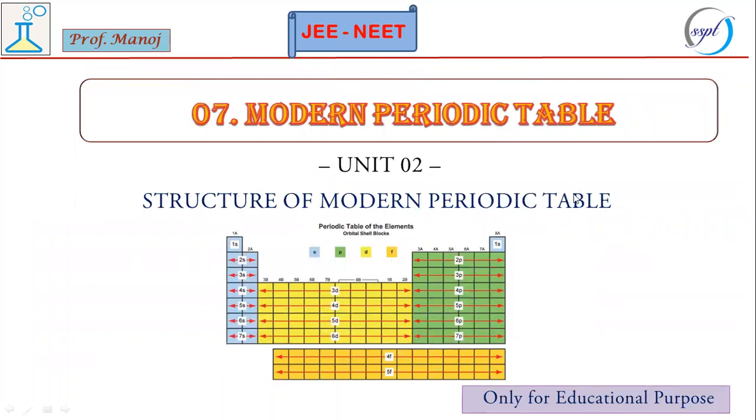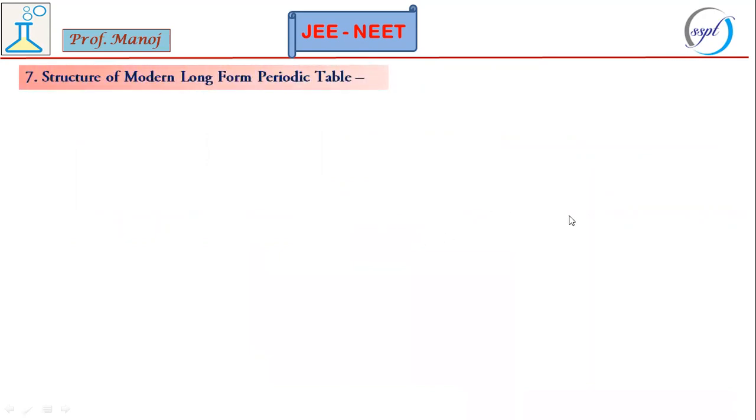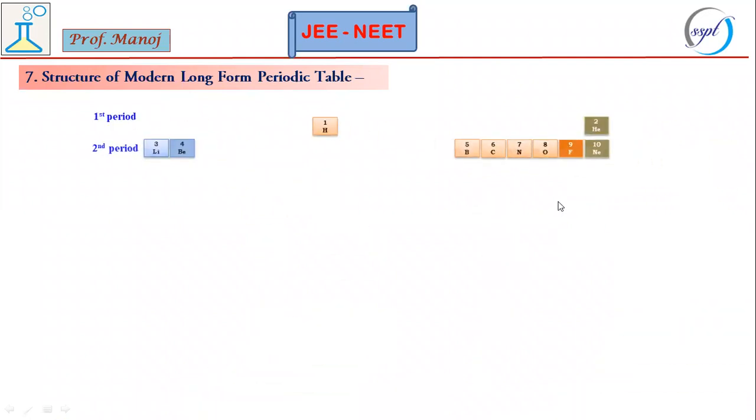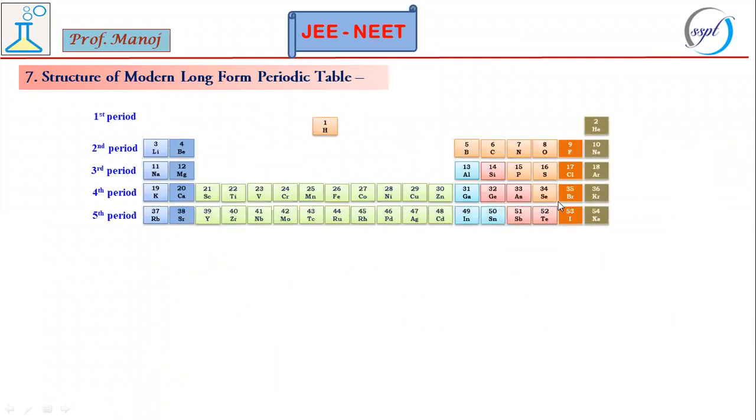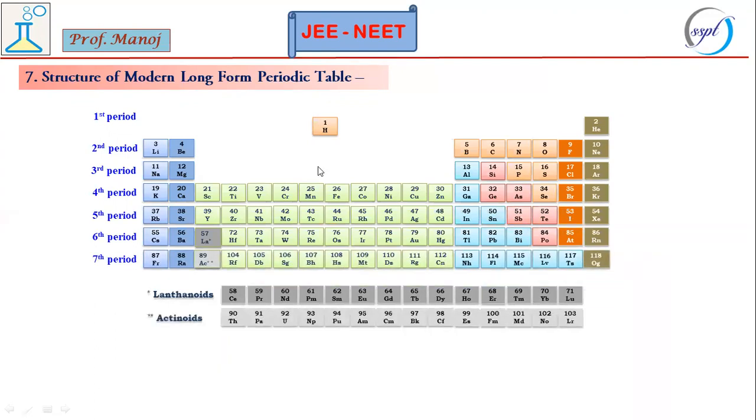Sure. We come to now only modern long form periodic table and we forget all the old things, Mendeleev and everything. Only focus on this. In modern periodic table, you have seen already the basic stuff. Just a revision of whole periodic table again. Observe certain points here. Hydrogen alag hai, wo to hum log ne bol diya.